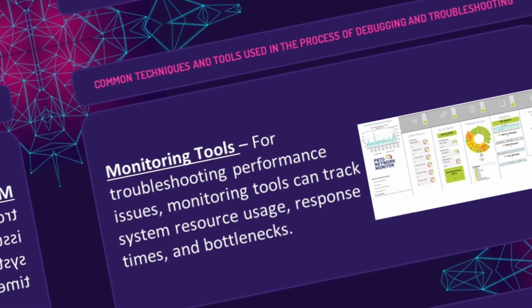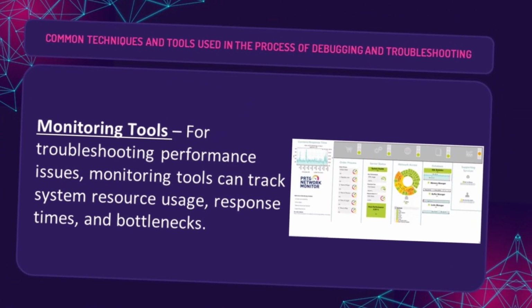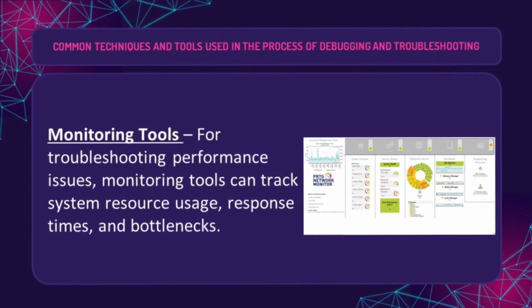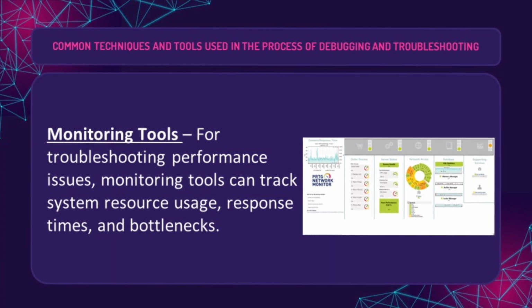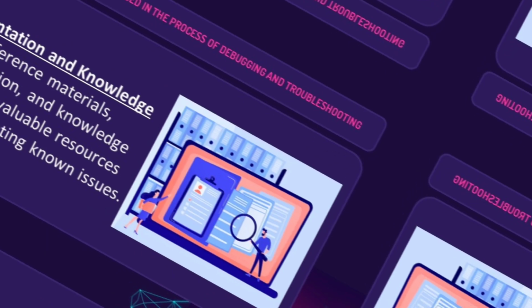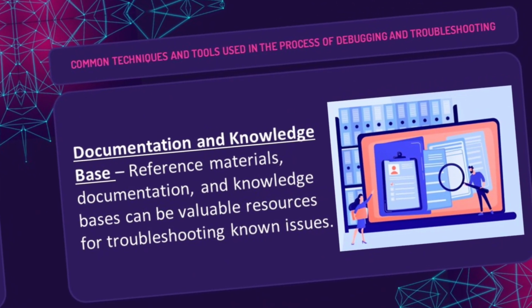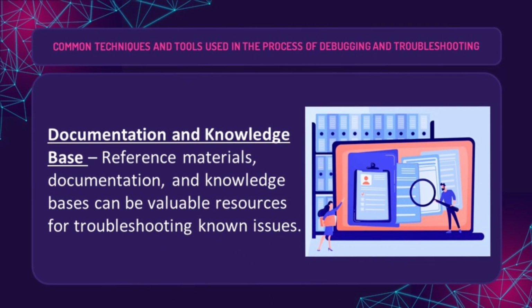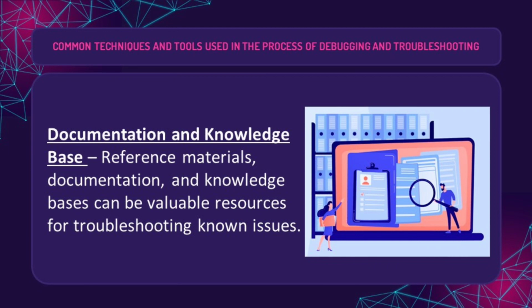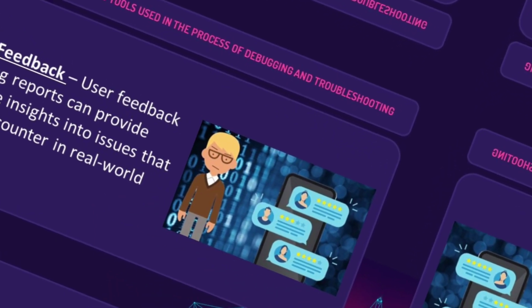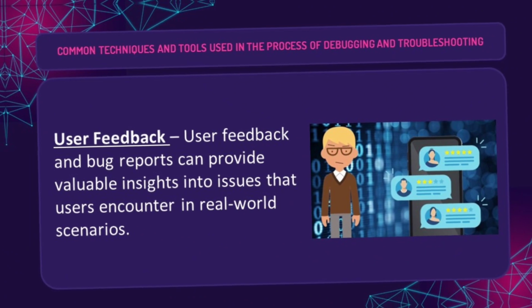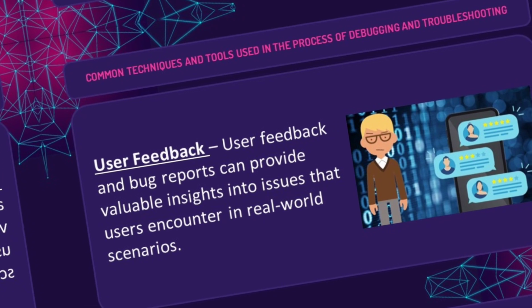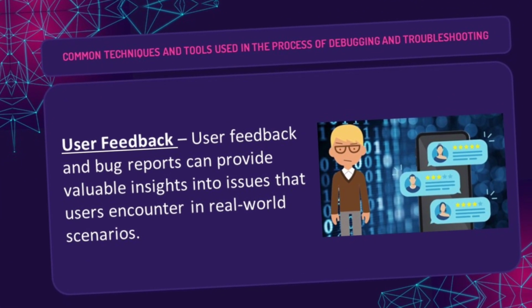Monitoring tools. It helps track system resource usage, performance metrics, and the behavior of the application in real time. They are particularly useful for diagnosing performance-related issues. Documentation and knowledge base. Reference materials, documentation, and knowledge bases can provide guidance on troubleshooting known issues or common problems. Lastly is user feedback. User feedback, including bug reports and user support interactions, can provide valuable context and information about issues experienced in the field.